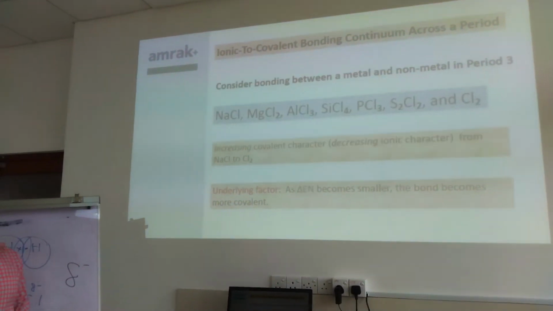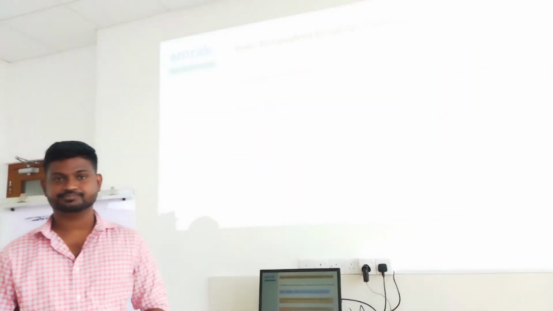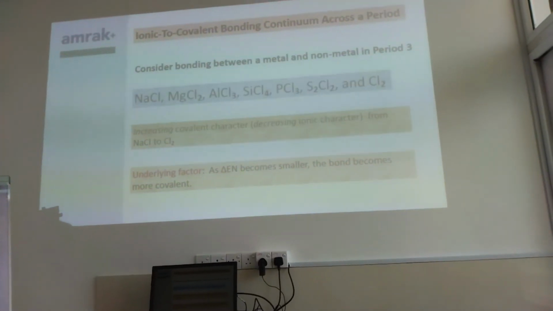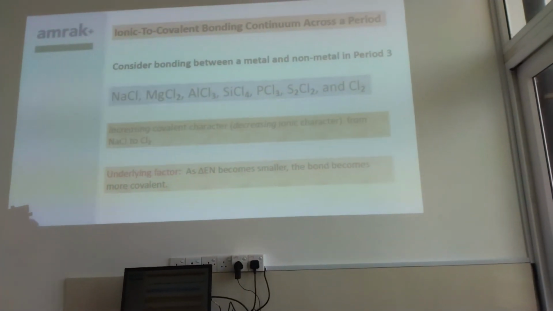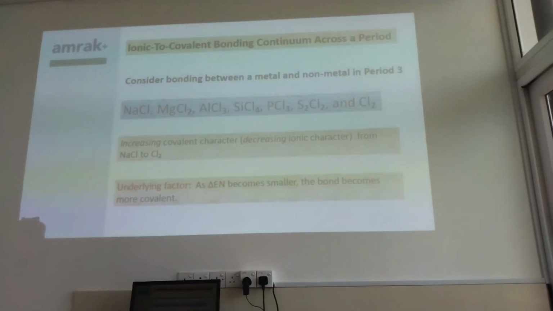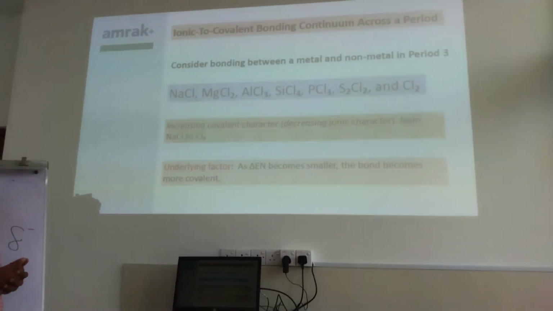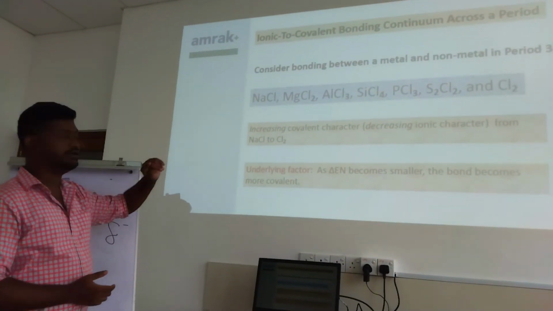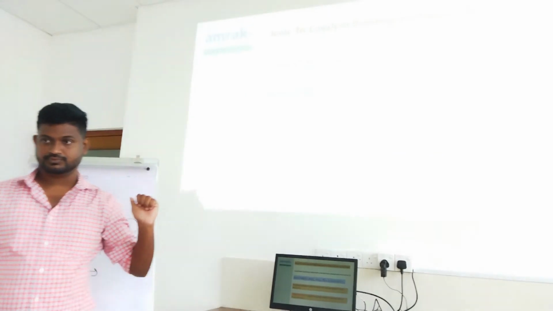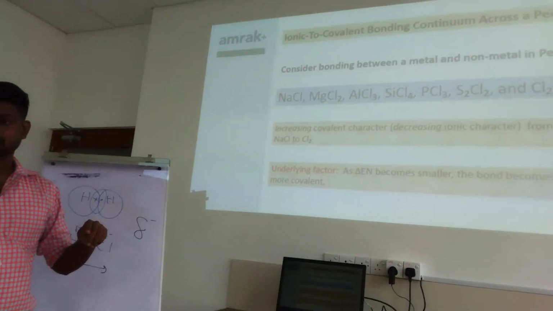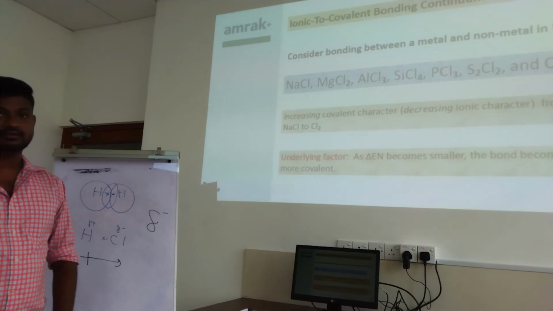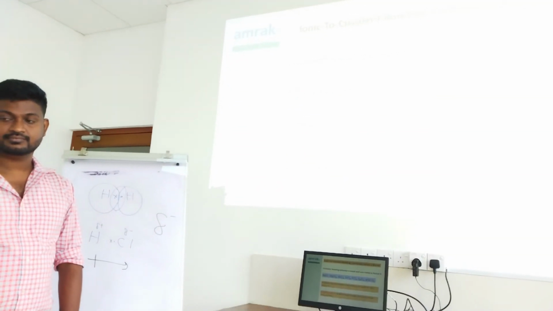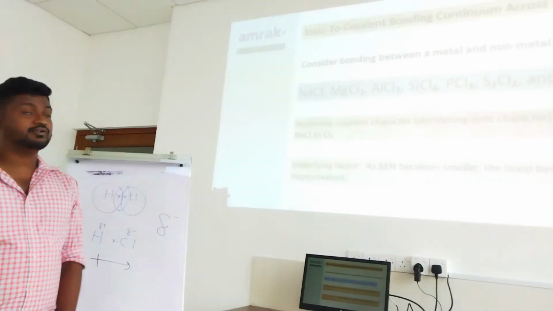Third period, what are the atoms there? Sodium, magnesium, aluminium, silicon, phosphorus, sulfur, chlorine, and argon. Right? So see, they are bonding. They are metal to non-metal, no? Sodium chloride is what? Ionic. Magnesium chloride? Ionic. Aluminium chloride? Ionic. Silicon chloride?